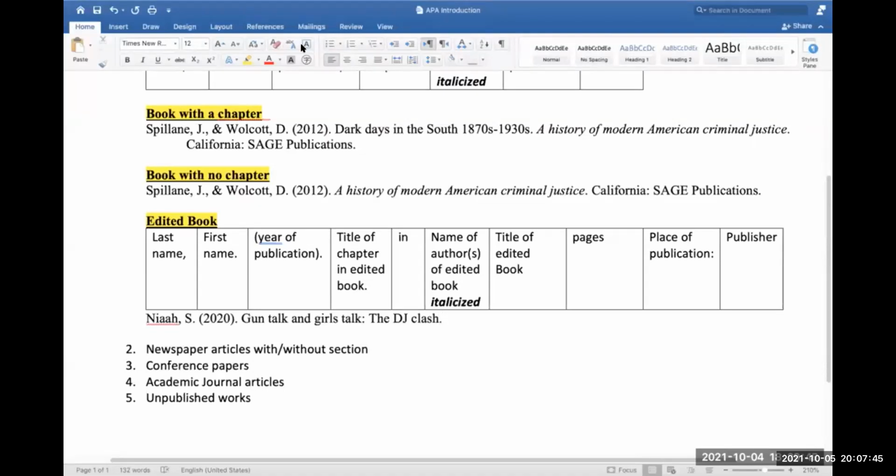In. Sir, Robin Clark? It can't be Robin Clark. I am not the author. This is where we are: name of author of edited book, italicized. First name, last name, first name, year, title of this, in, here, name of author of edited book. This is where we are.